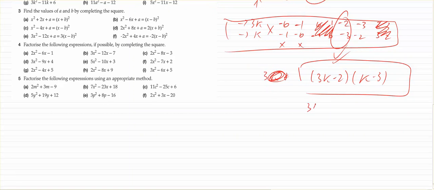But if it asks you to solve, 3k minus 2 equals 0 and k minus 3 equals 0, so k equals 2/3, and k equals 3. Alright, we're done.